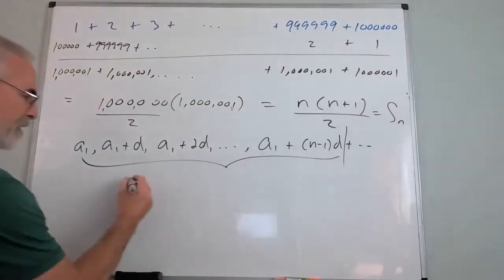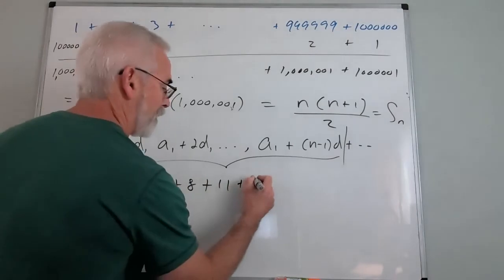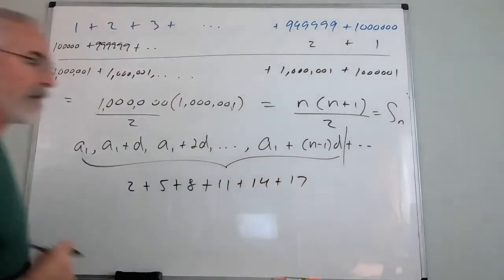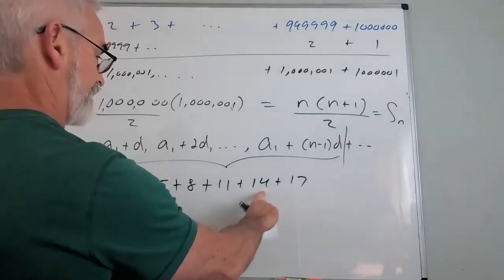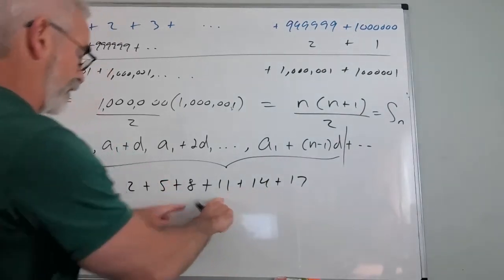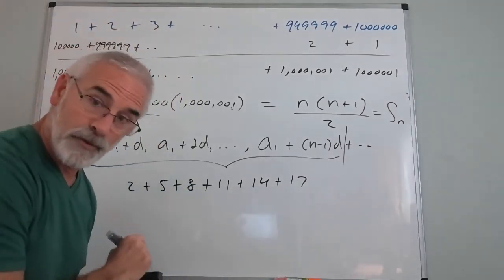I'll use the example we did earlier. I'll say I want 2 plus 5 plus 8 plus 11 plus 14. Let's say we go up that far. I'm counting by threes. The sum of these two is the same as the sum of these two, which is the same as the sum of these two, because as I'm going up by three, I'm also going backwards by three if I reverse the order.